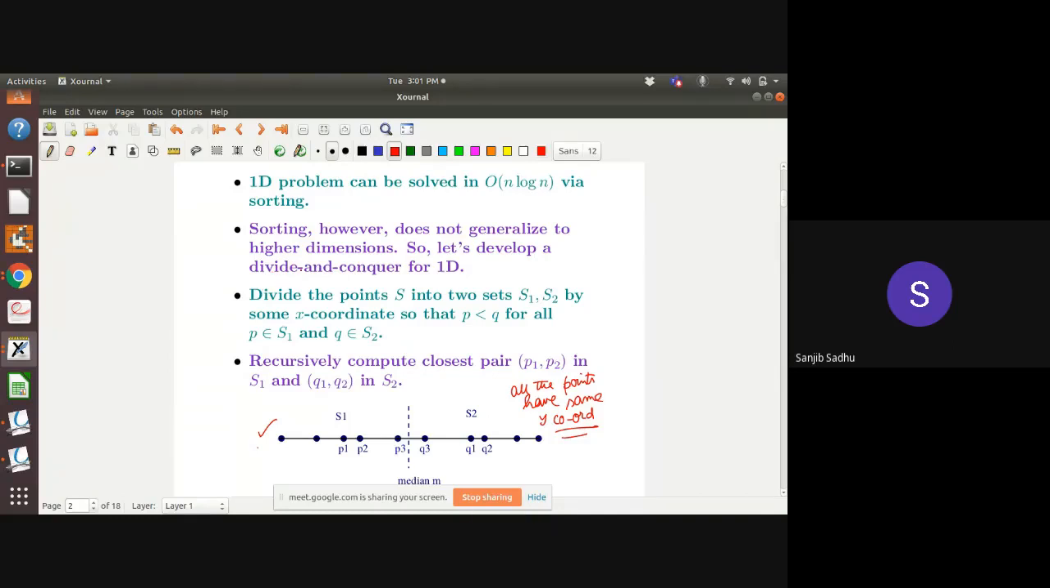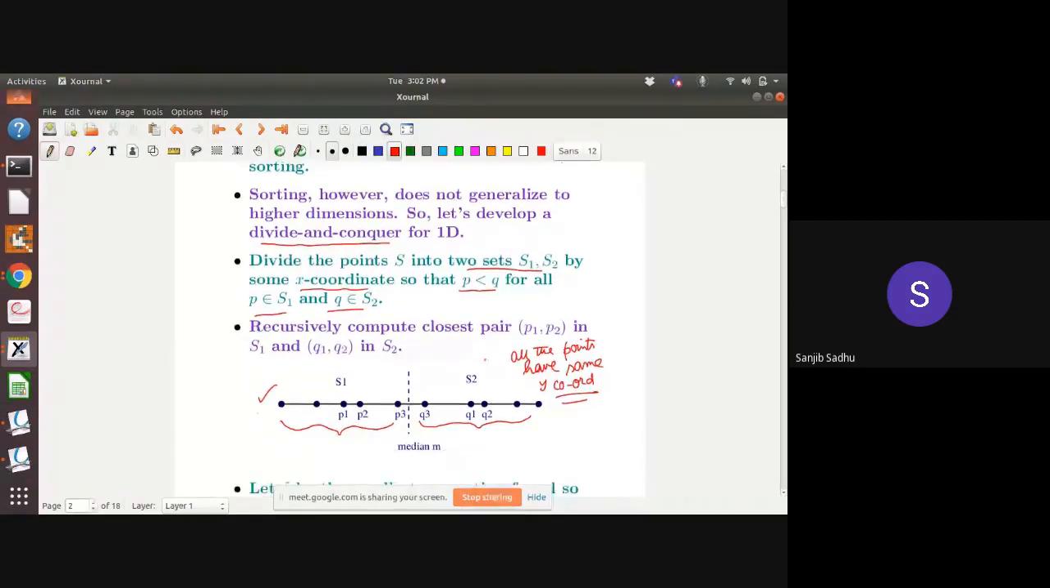Now we will try to solve it using divide and conquer. So the one dimensional problem, divide and conquer for one dimension. Divide the points. You see, this is one part and this is another part. How do I divide? I am dividing this into 2 sets, S1 and S2, by some x coordinate, so that P is less than Q for all P belonging to S1 and Q belonging to S2. Actually, you just find the median of these points.